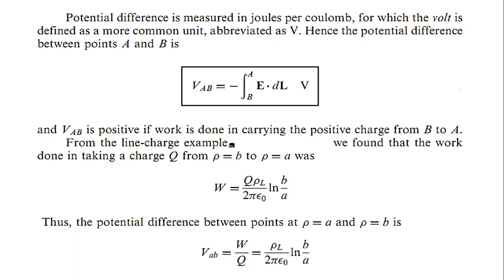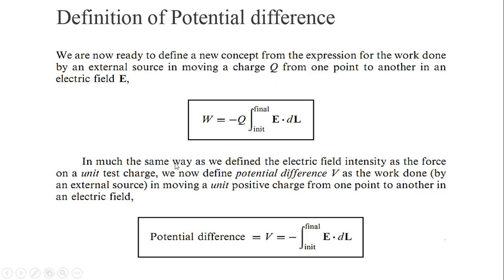potential difference. So in much the same way as we defined the electric field intensity as the force on a unit test charge, we now define the potential difference V as the work done by an external source in moving a unit positive charge from one point to another in an electric field. So the potential difference will be equal to V and it will be equal to W divided by Q, the work done per unit positive charge. So it will be equal to W divided by Q and it will be equal to minus the single line integral of E dot dl.